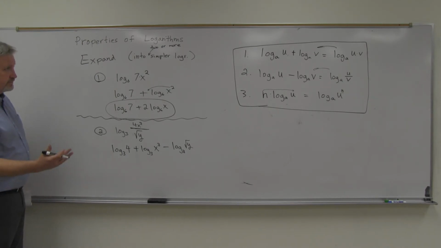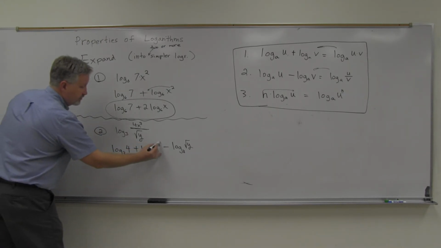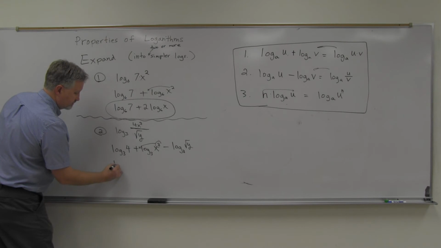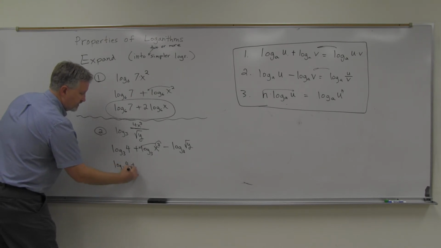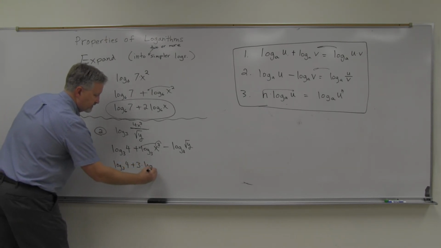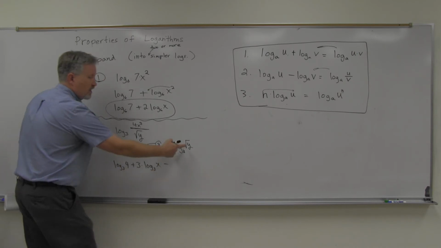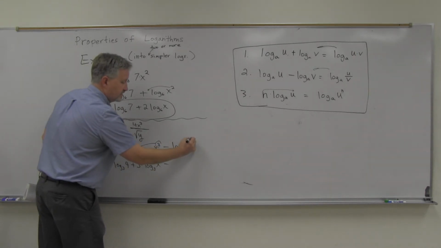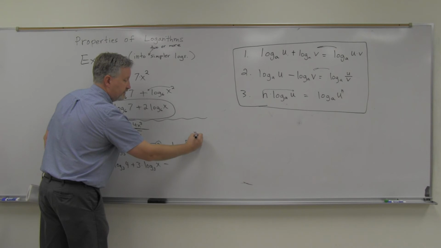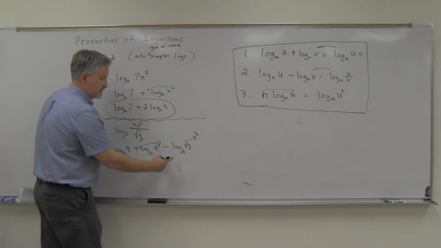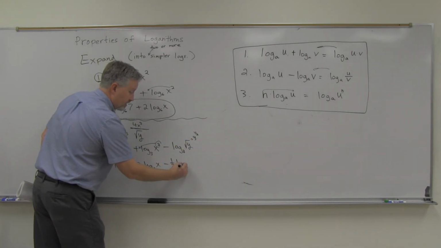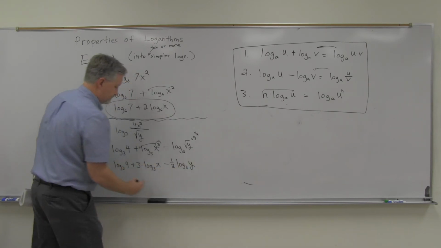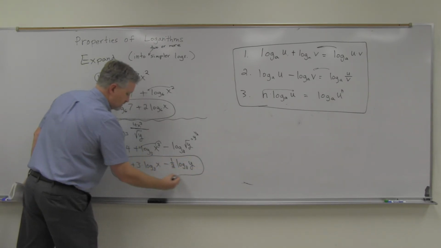Yeah, so then it's just property 3 here. The cube can be popped out there. So it'd be 3 times log base 3 of x. This one also, because like we said, that's y to the 1/2. So what would that be? 1/2 log base 3 of y, yes. Okay? Good with that?